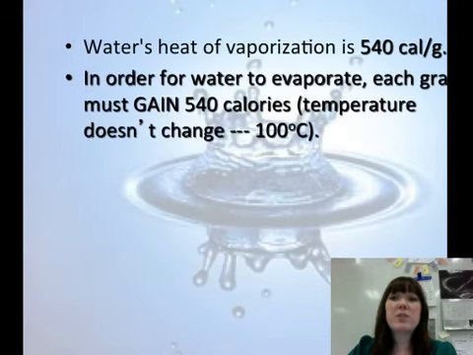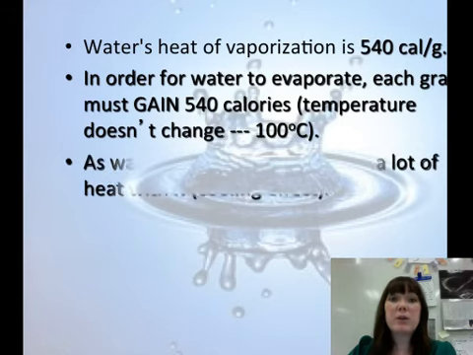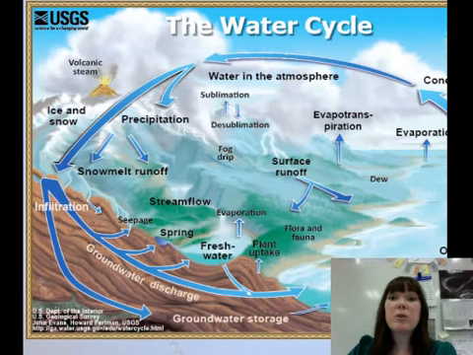Its heat of vaporization is 540 calories per gram, and so that means that each little gram of water has to gain 540 calories, not to change temperature. This is once the temperature has reached 100 degrees, but to make it change states from a liquid to a gas. So it ends up removing a lot of heat with it.